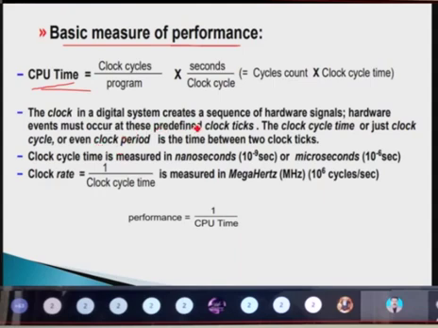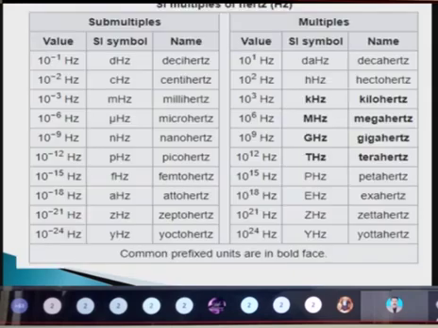A clock in a digital system creates a sequence of hardware signals where hardware events must occur at these predefined clock ticks. So the clock cycle time, or just a clock cycle, or even a clock period, is the time between two clock ticks. The clock cycle time is measured in nanoseconds, that is 10 power minus 9 seconds, or microseconds, that is 10 power minus 6 seconds. So this is about a basic measure of performance.